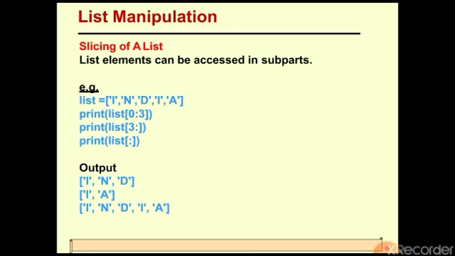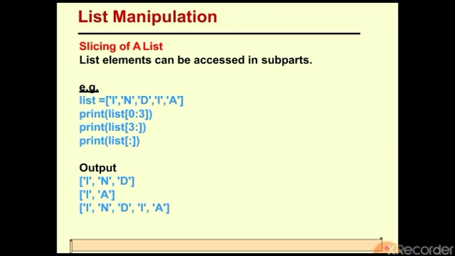So the second slice is clear to all of you, I think. What is there in this? The third index, which is I in this case, and the element after that, which is at index 4, which is A. So the indices 3 and 4 will be included in this list slice.